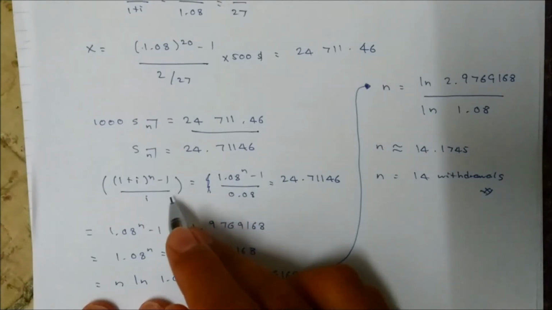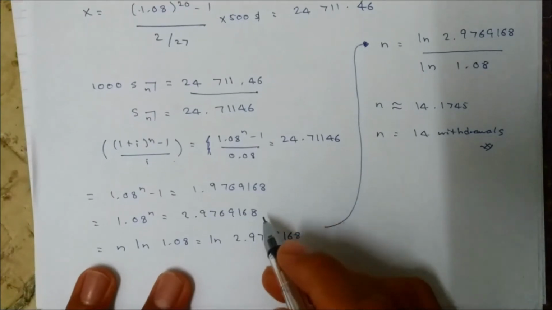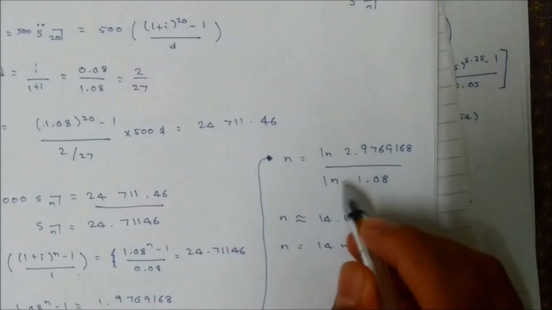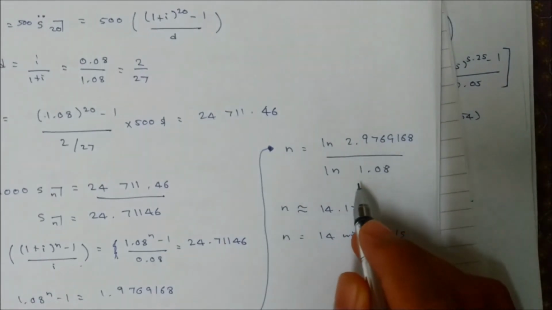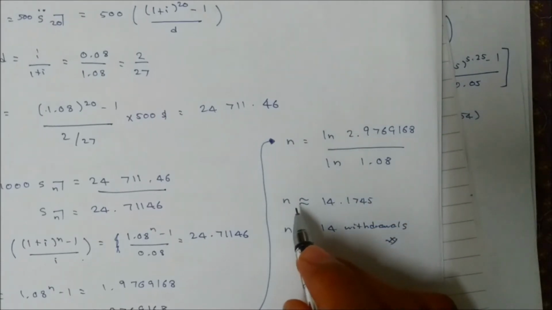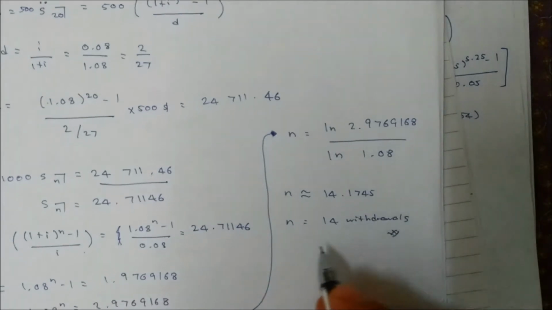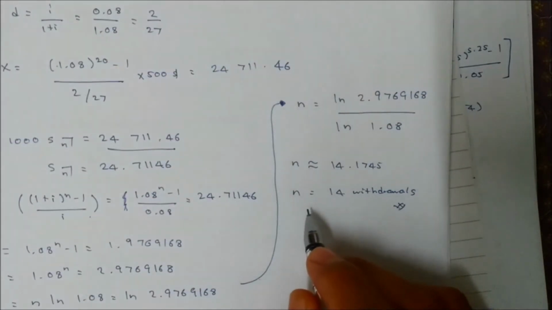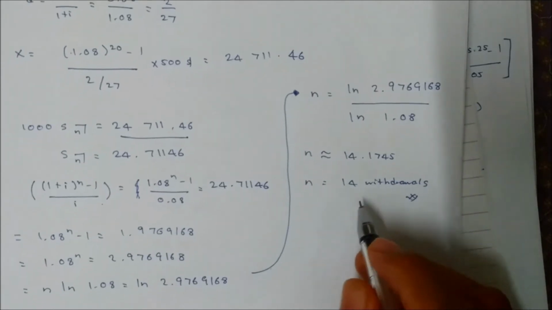So substituting the values here, we will get the last expression, which is n equals ln 2.9769168 over ln 1.08. So approximately our n will become 40.1745, which means the total withdrawals that can be made is approximately 14 years.